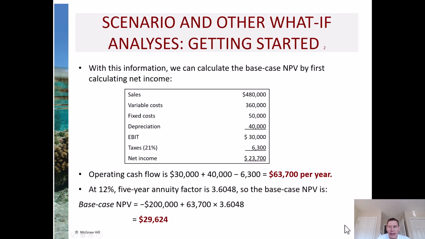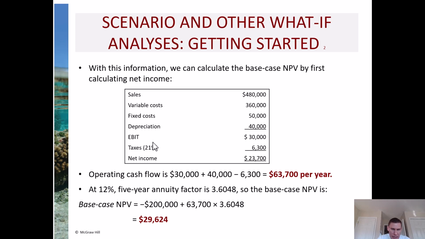With this information, we can calculate the base case NPV by first calculating net income. If we plug in the numbers, sales minus our variable costs, take out our fixed costs, we're going to subtract this non-cash expense, depreciation. We have earnings before interest and taxes, also called operating income, of 30 grand. Then 21% of the 30,000 in taxes is 6,300. And then we have net income of 23,700.